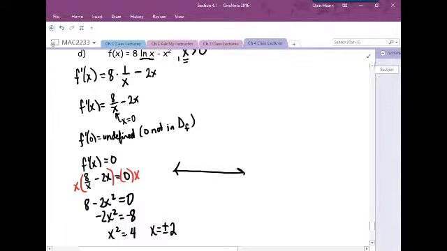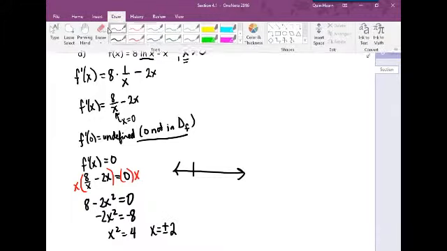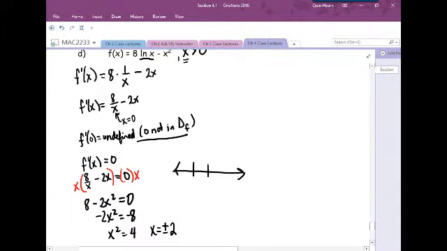And by the square root property, that would mean x is plus or minus the square root of 4 or plus or minus 2. So we actually have two really valid critical values, but we're also going to mark the one that's not technically a critical value because it's where the function's undefined. I'm going to put 0.